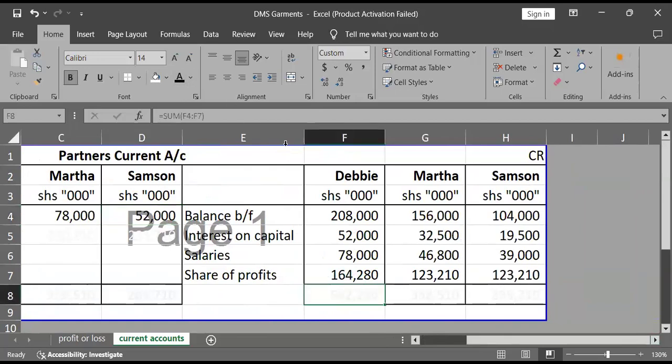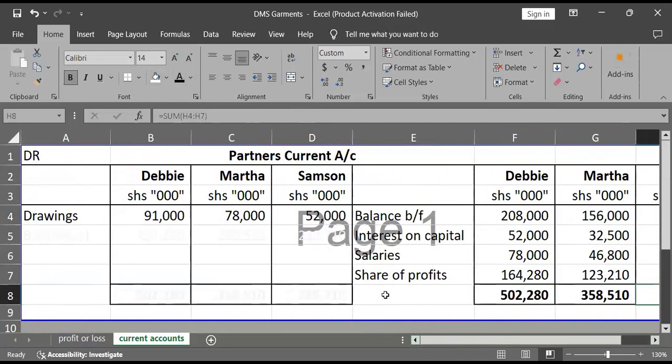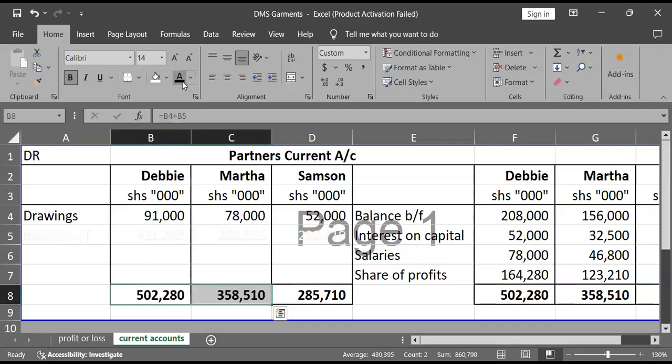So when we balance it off, for Debbie, when we add up, we'll have a cumulative total of 502. Martha will have a cumulative total of 358, and Samson will have a cumulative total of 385. So in the event that we're supposed to pay off these people's money, we would balance them. Just like we have been balancing, I'm using this scenario in the event that we are dissolving the partnership and we actually decided to give people cash, then we would balance off.